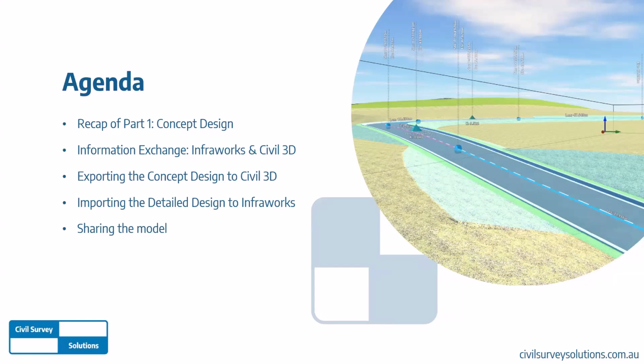Starting from our concept design, I'll show you how you can get that information over to Civil 3D. And then once you've done your detailed design in Civil 3D, we'll look at how we can bring that back to Infraworks so we can view it in the 3D model. And then, of course, how we can share our model out. And I, in particular, will be discussing and show you through how we can make a little video using the tools that are available in Infraworks.